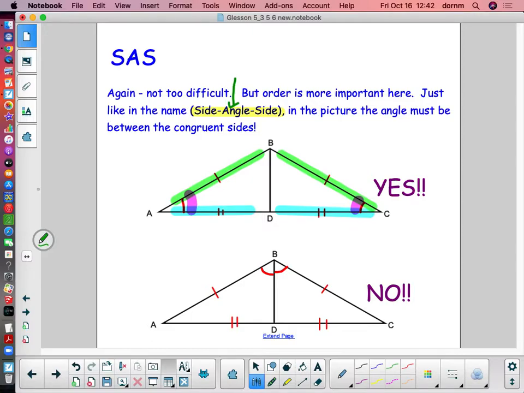It must be. It cannot be like this, because here we have angle B up here and angle B up here. We do have two congruent sides and a pair of congruent angles, but no, the angle is not in the right spot, so it is not side angle side. Okay? This is side side angle. Side side angle does not work. All right?